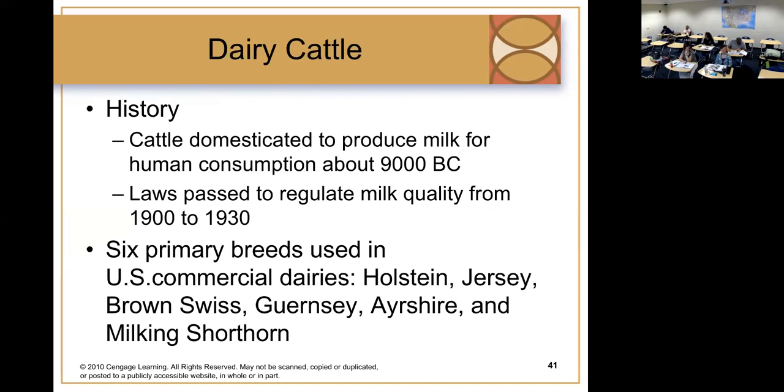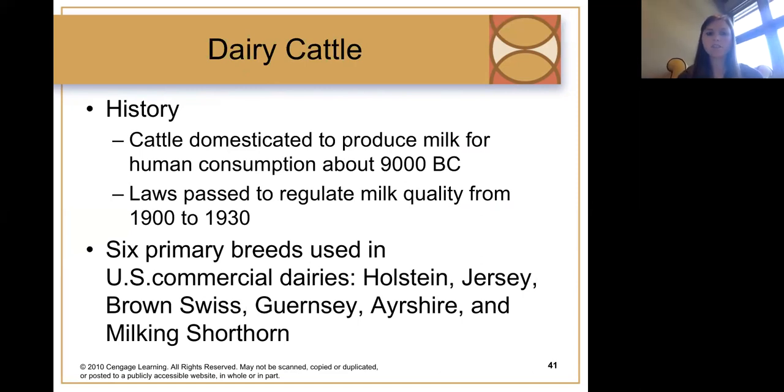All right, so we'll talk about dairy. So the little bit of history about dairy cattle. They were cattle domesticated to produce milk for human consumption around about 9,000 BC. And then laws were actually started to be passed to regulate milk quality from 1900 to 1930, which is really important. There are 6 primary breeds that are used in commercial dairies.